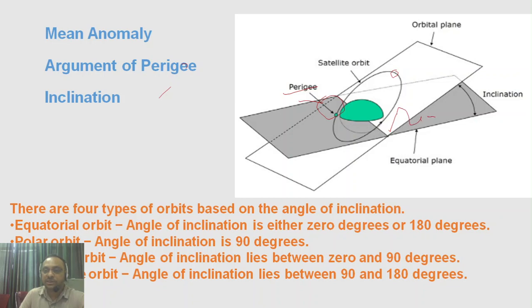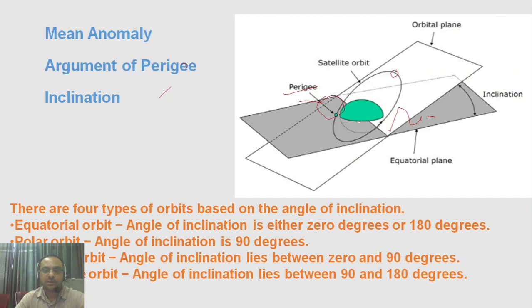It cuts at 2 points. Satellite orbit cuts the equatorial plane at 2 points. First point is called descending node, where the satellite passes from the northern hemisphere to the southern hemisphere. Second point is called as ascending node, where the satellite passes from the southern hemisphere to the northern hemisphere.